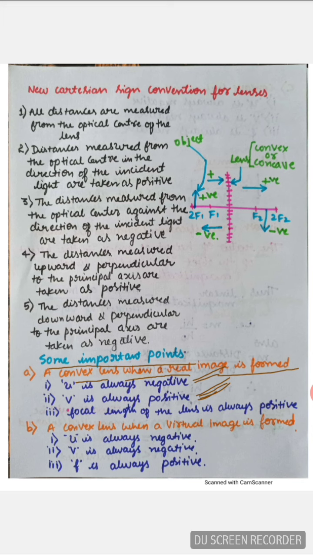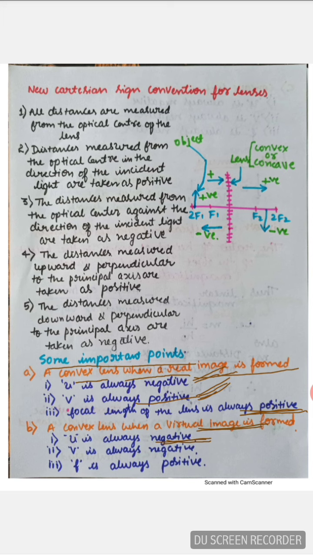In a convex lens we always get a real and inverted image on the right side. Only a virtual and erect image will be on the left side. So when the image formed is real in the case of a convex lens, u is always negative, v is always positive, and the focal length in the case of a convex lens is always positive. Second case, a convex lens when a virtual image is formed. When a virtual image is formed, u is always negative, that is, the object distance is always negative.